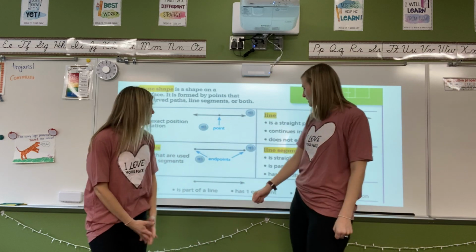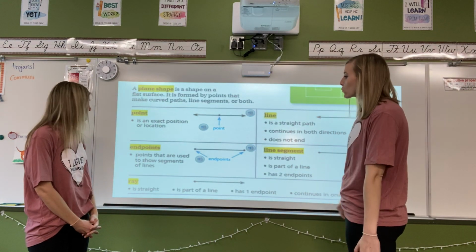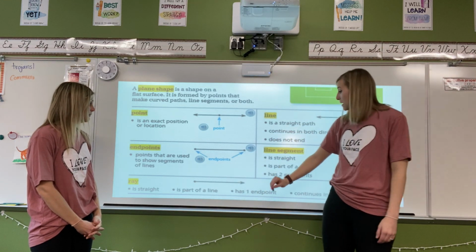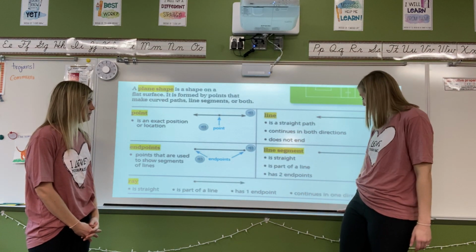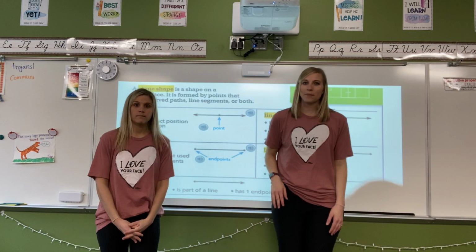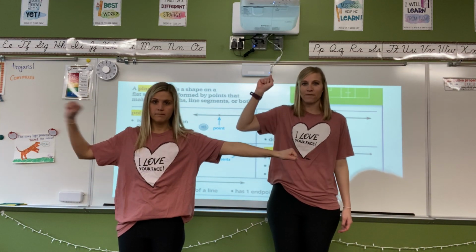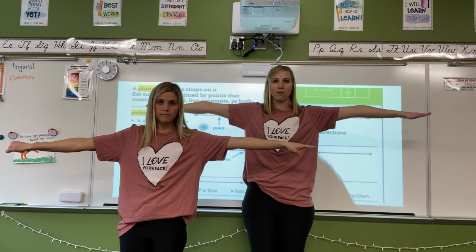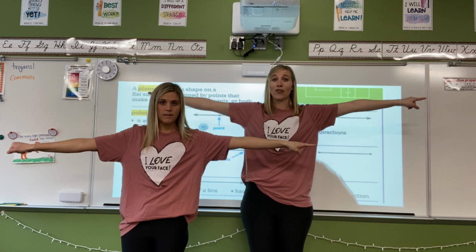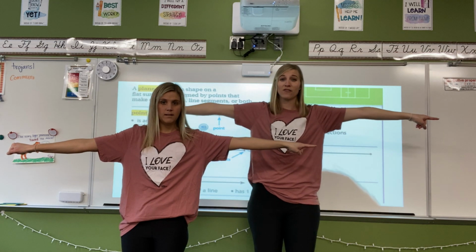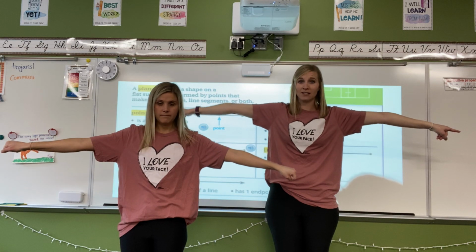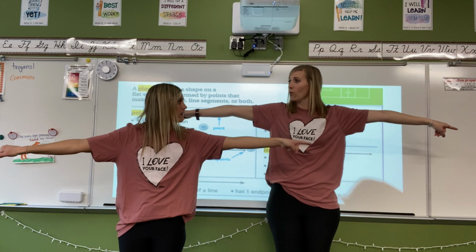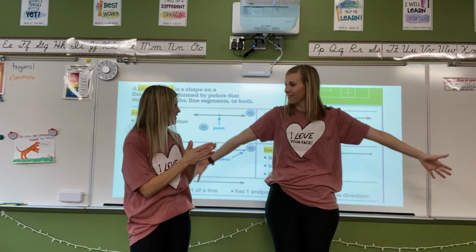All right, awesome. And the last one, a ray, is a straight line, and it's part of a line, but it has one endpoint and it continues in one direction. So get your arms up again. Take your right hand and make a fist. Put it out straight. Take your left hand and have your palm facing, or a pointer finger. That is a ray, okay? So we've got our endpoint over here, and then our line that continues on and on and on. A ray.